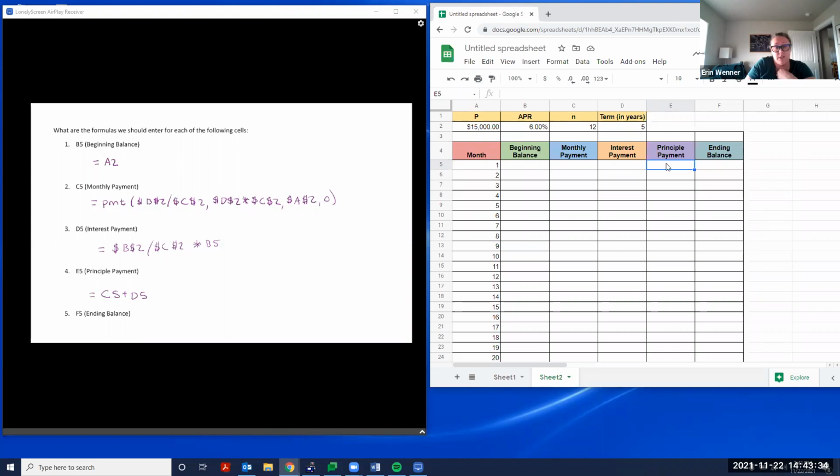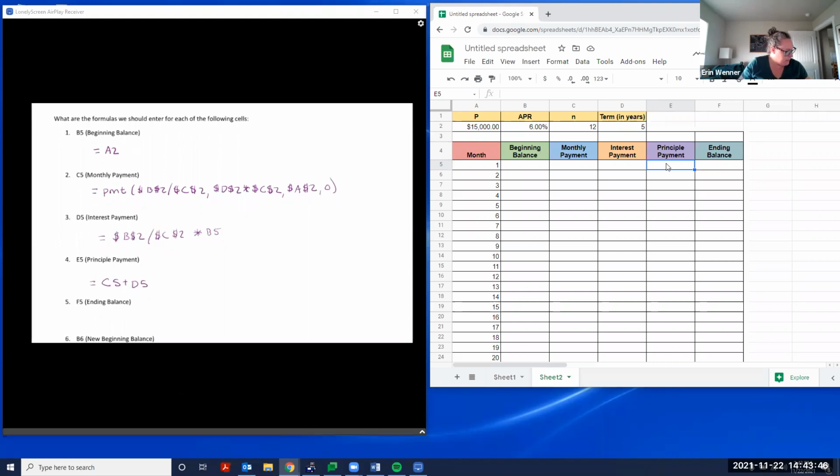So the difference is what gives you your principal payment. And when we're adding those together, the reason we add them is because one's a negative and one's a positive, so it's still going to give us a negative amount that's coming off of it. And then finally, our ending balance is equal to B5 plus E5. That is taking our beginning balance, taking off the principal amount, which gives us our new ending amount after that 1 month.